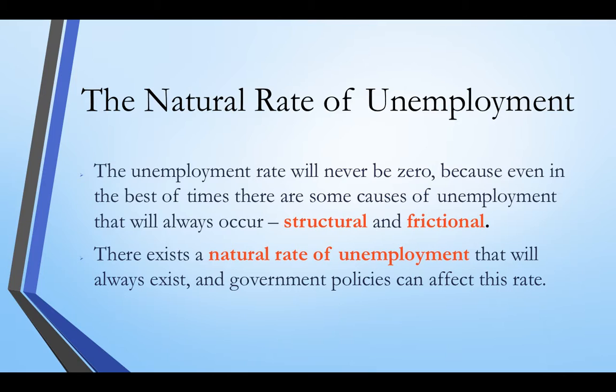We normally consider the natural rate of unemployment to be between 4 and 6%. So at any one time, 4 and 6% of the people in the labor force are going to be looking for a job, getting training for better jobs, and so on. And there are certain government policies that we'll talk about in a minute that can have an effect on the natural rate of unemployment.